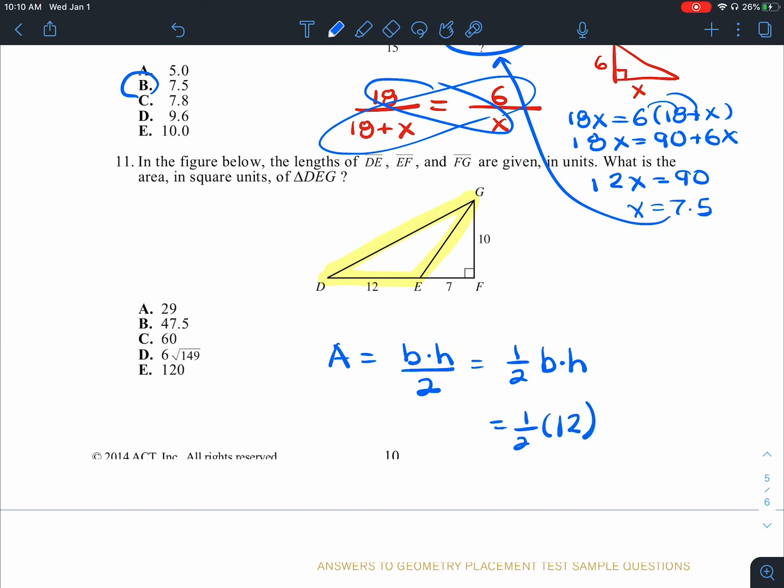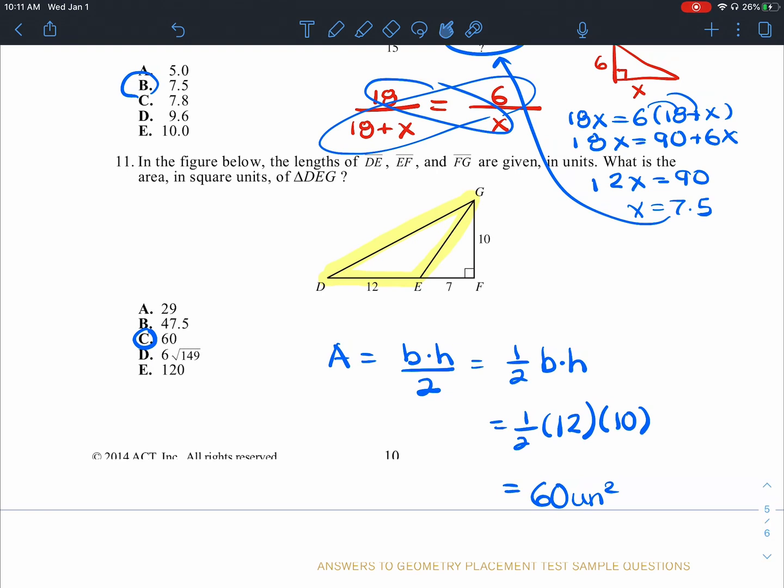The height is the perpendicular distance from this top vertex extended down to what would be the extension of the base. So the 10 here is actually the height. Sometimes we call that the altitude of a triangle. If you multiply this together, you get 60 square units. That would be option C.